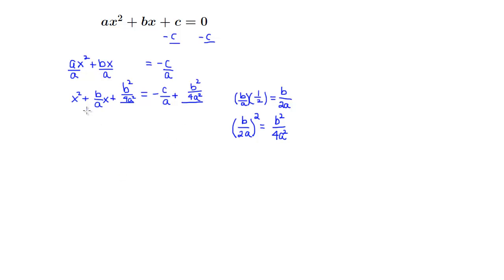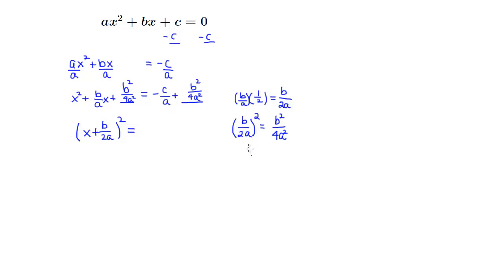Now, to continue completing the square, we want to rewrite this perfect square trinomial as a binomial square. And how do we do that? Well, we take our magical number, in this case b over 2a, and we put it inside our parentheses. So we have x plus b over 2a quantity squared, which is equivalent, if you multiply it out, to this perfect square trinomial.